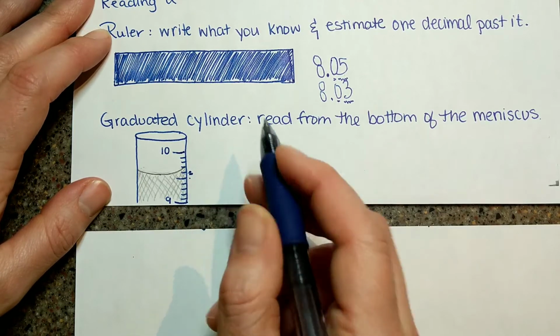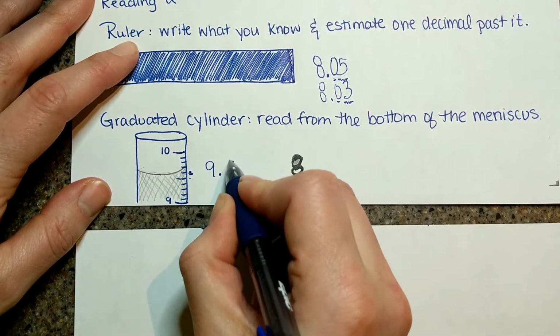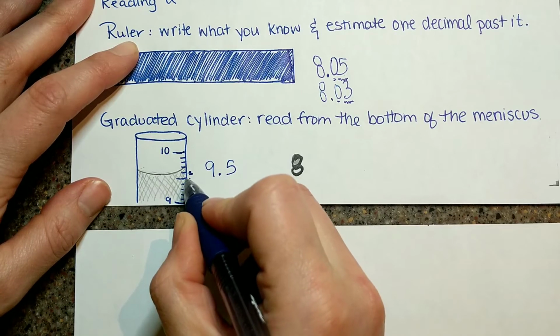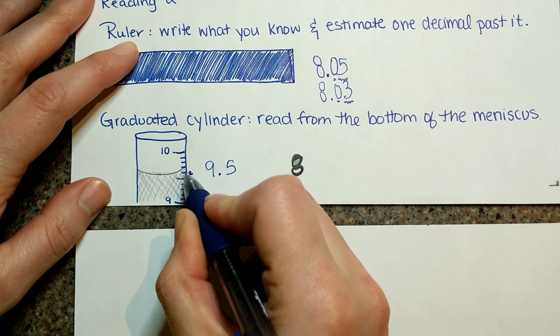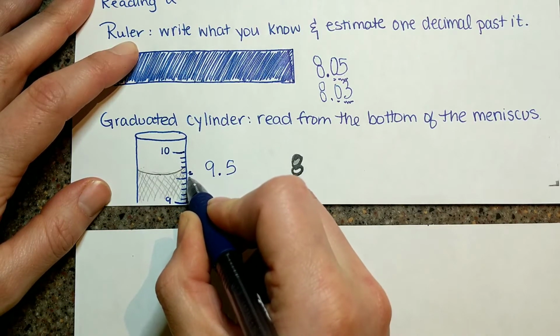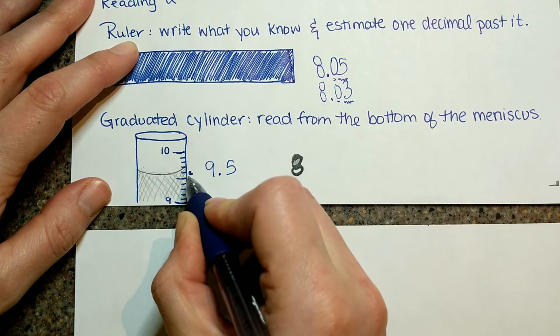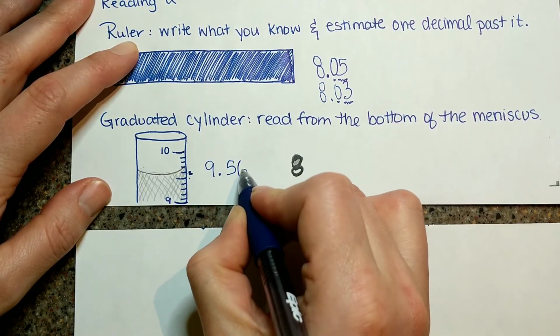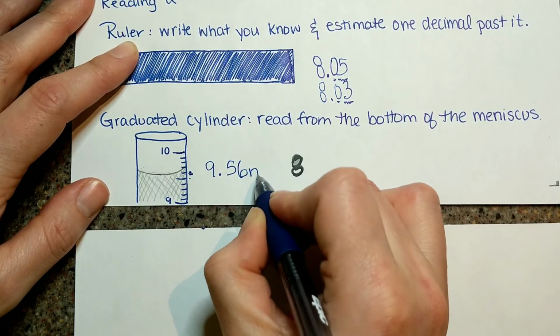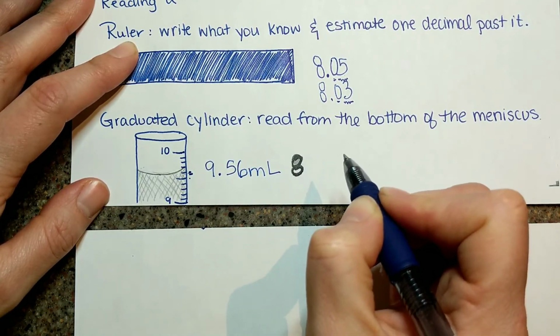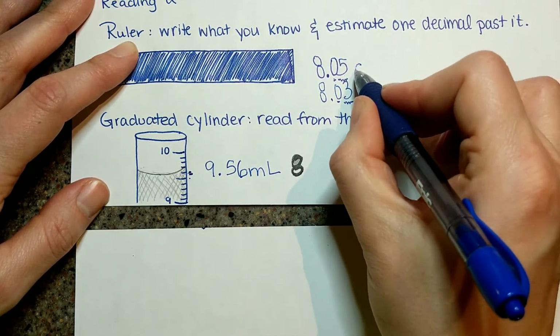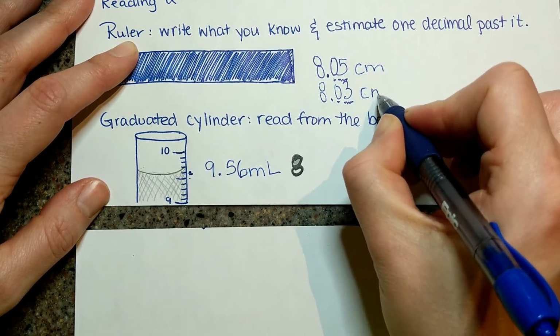I know it's at least 9.5. And then I'm going to estimate 1 past it. I know it's not 9.6, but it might be a little bit more than halfway, so I might say it's 9.56. And our graduated cylinders will measure in milliliters. Okay, what we forgot up here is this should say centimeters after it because that's what we measured in.